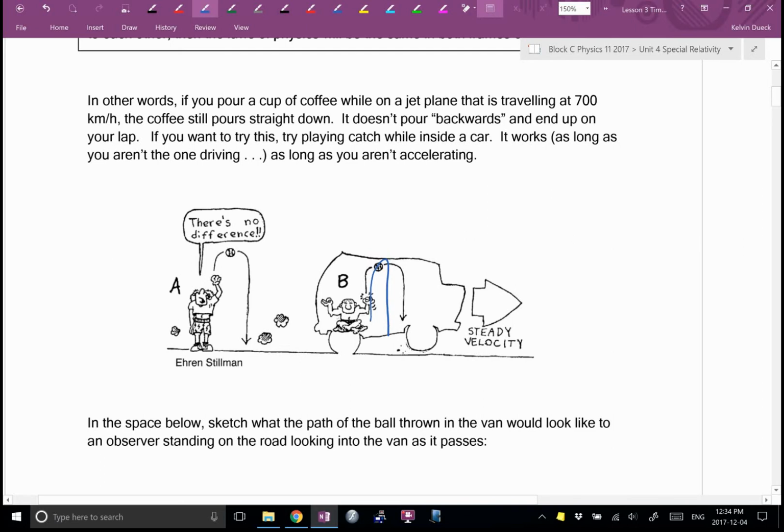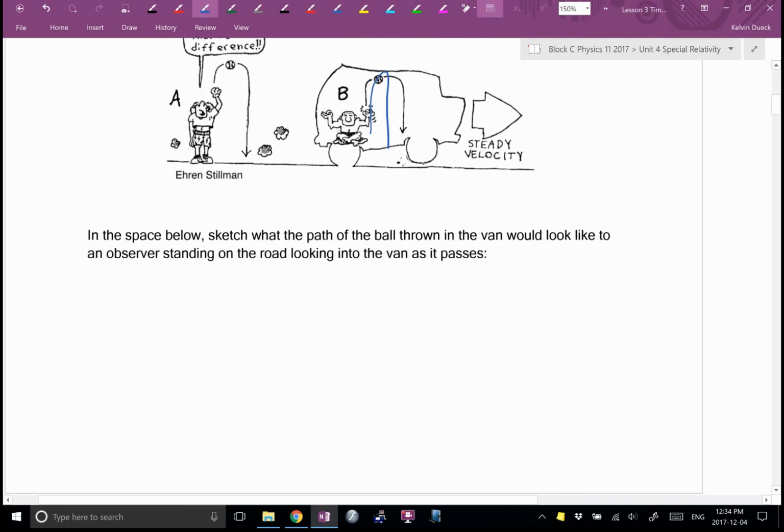The person standing on the road watching the moving object, the object that has a velocity relative to them, what would they see? I'm going to argue that they would see the ball started on the ground inside the van, and I think to them it would look like the ball followed that path because the van is moving forwards while the ball is going straight up and down.